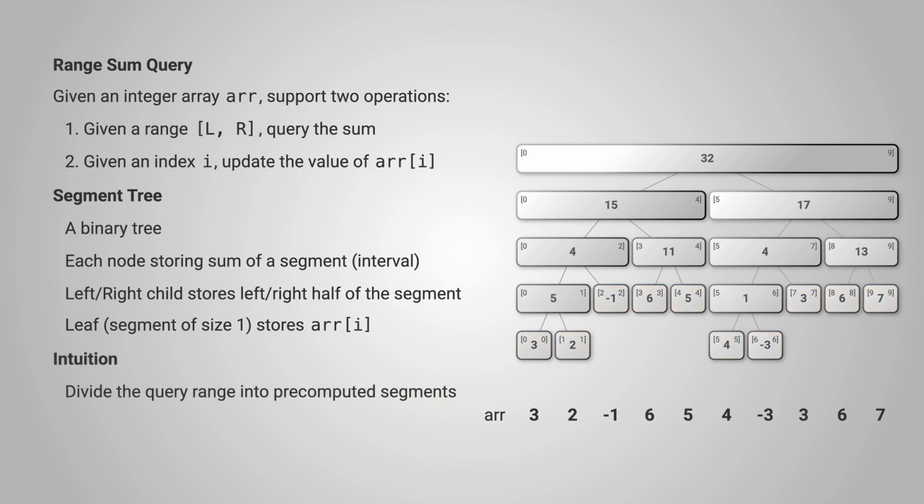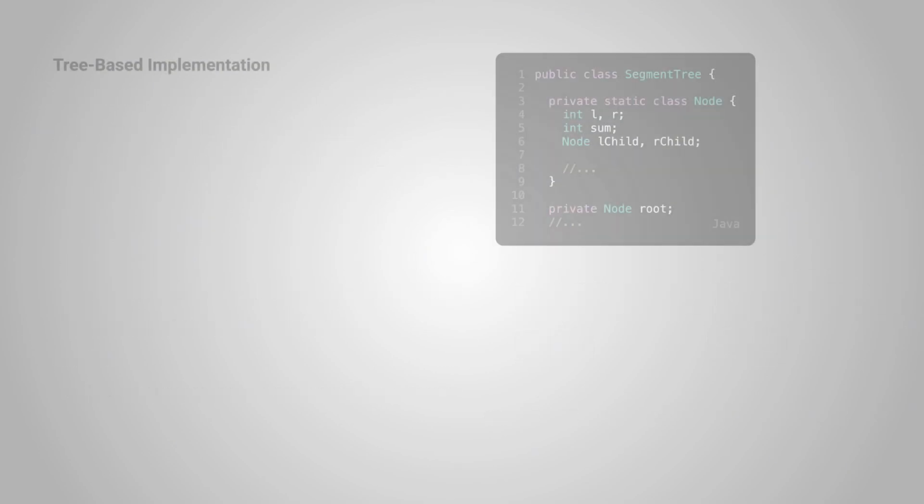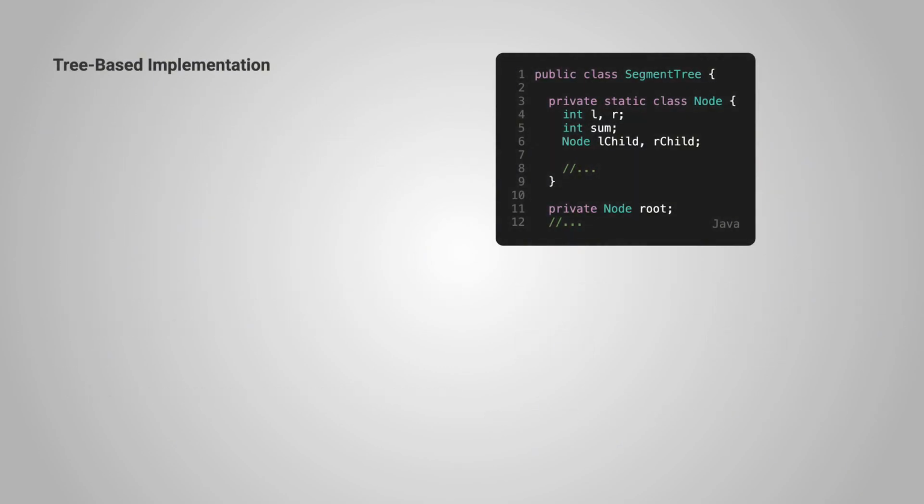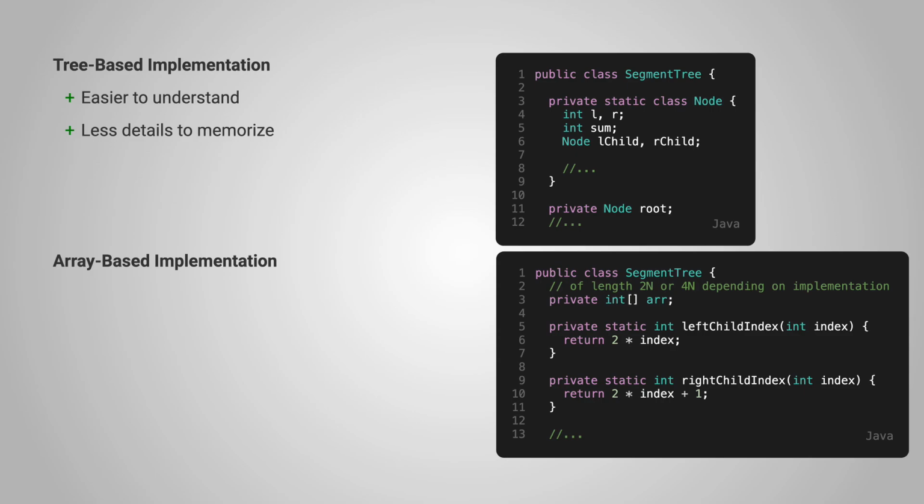So how does this help? Now for range queries, we can answer them by combining pre-computed segments from the tree. This brings down the time complexity to O(log n). To implement a segment tree, there are two options: a tree-based approach and an array-based approach. Personally, I think the tree-based approach is easier to understand and has less detail to memorize. So, for the rest of this video, we'll use a tree-based approach.